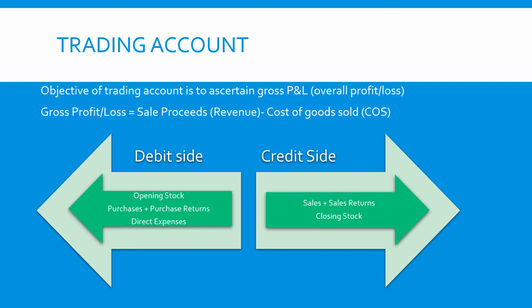On the debit side of a trading account, we normally take, and there might be additional line items, but in general these are the items that we consider for the debit side as well as the credit side: the opening stock, purchases, and direct expenses on the debit side. On the credit side, we normally take sales and closing stock. I have also included two more points, the purchase returns and the sales returns, which we will discuss in the next slides in detail.